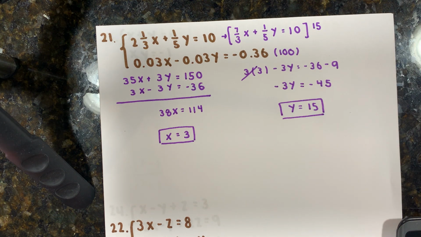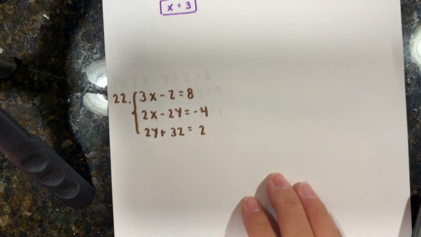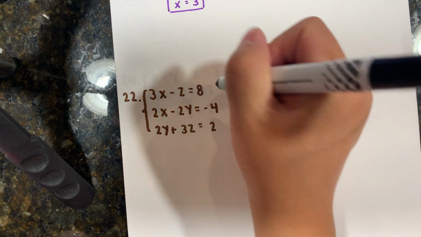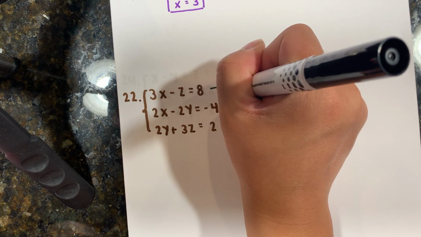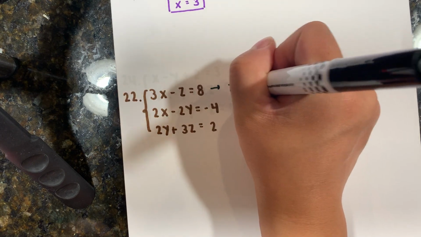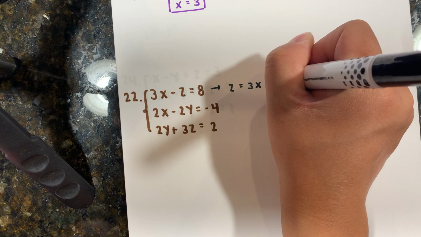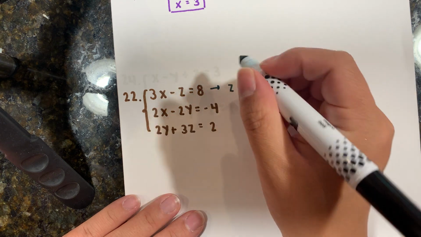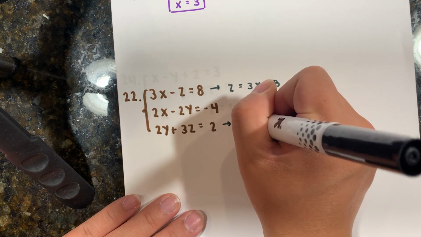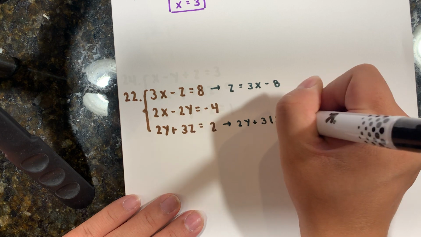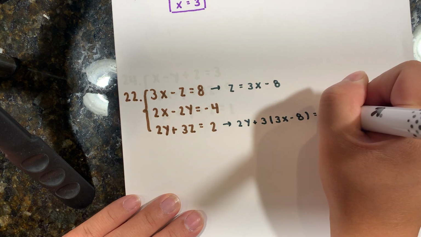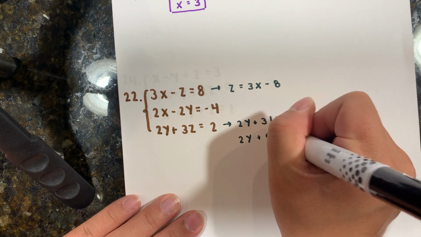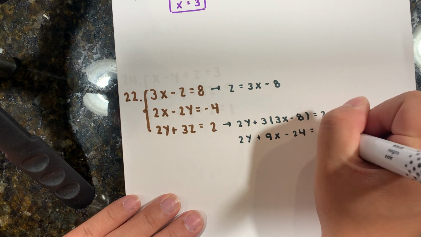Now looking at number 22, this one's a little tricky because there really isn't an easy letter to solve for. But what I'm going to do is I'm just going to solve for z on the top equation. And when I do that, I would move z to the right-hand side, the 8 to the left. So z would be equal to 3x minus 8. Now the only equation I can apply that to would be this equation here. So that would be 2y plus 3 times 3x minus 8 equals 2. Now 2y plus 9x minus 24 equals 2.